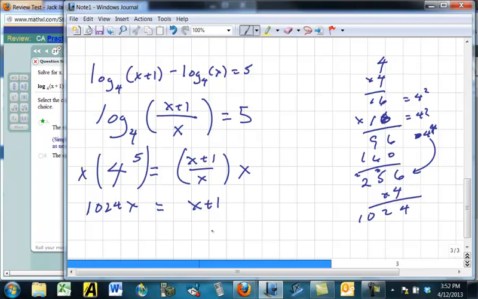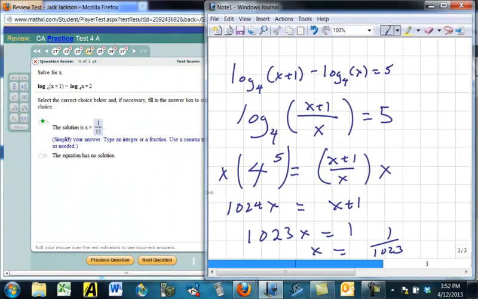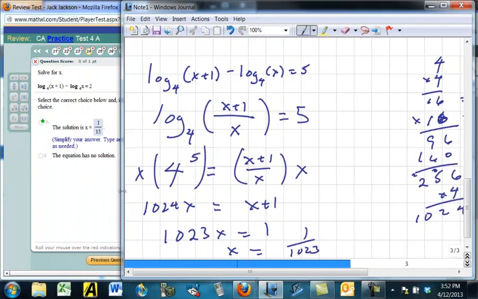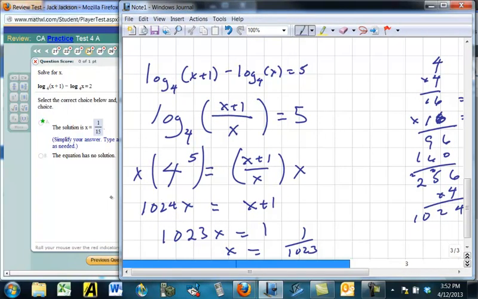1024x equals x plus 1. Subtract x from both sides. 1023x equals 1. x equals 1 over 1023. Uh-oh, we have a problem. We made a mistake somewhere. Oh, typo. I said 5 here, and I should have said 2.